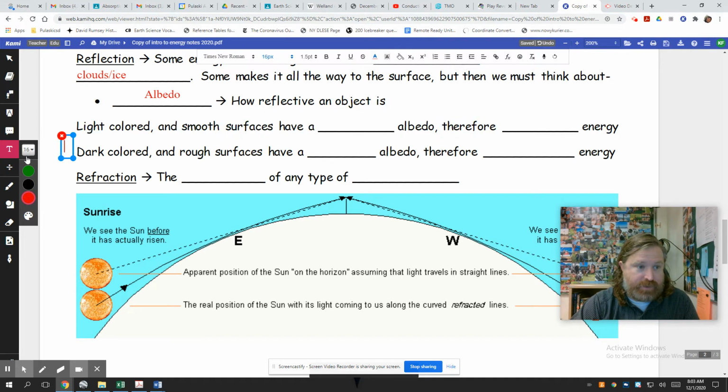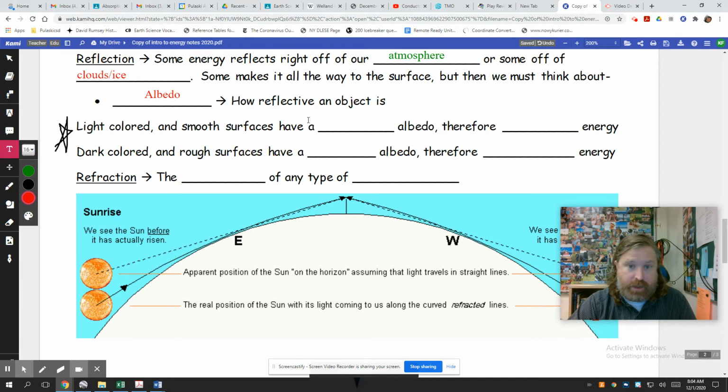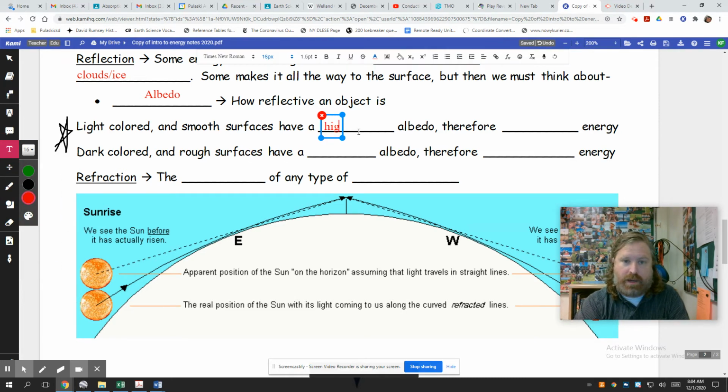I'll see if I can find one for today's classwork. It's going to be what's most effective at absorbing energy or reflecting it. So if it's light colored and smooth, it's going to have a high albedo, therefore reflect energy. So think of a sheet of hockey rink ice, perfectly smooth, very white. Energy is going to bounce right off of that.